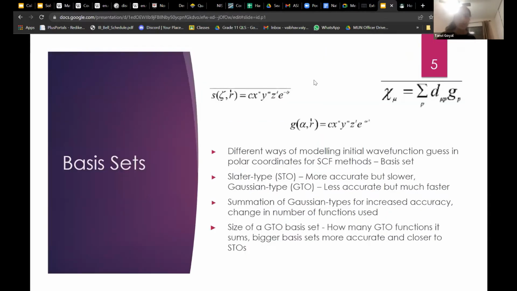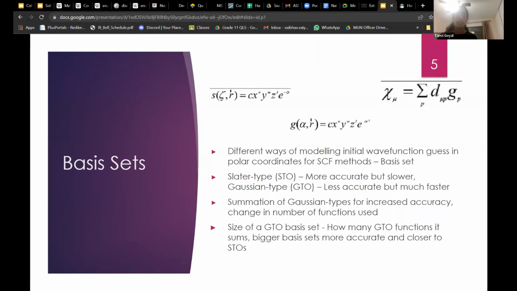So now onto the basis set. The basis sets are the different ways of modeling the initial wave function in SCF methods. The left image represents the Slater-type orbital, otherwise known as STO. It is a more accurate but slower method. The middle represents the Gaussian-type orbital, or GTO. It's less accurate, but it's much faster. And to the very right is the summation of Gaussian types, and it has increased accuracy with a change in the number of functions used.